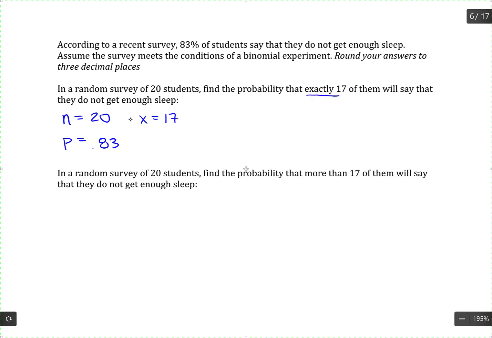So when we see this wording of exactly a certain number of items out of our sample, we will solve using Binompdf. The inputs to Binompdf are n, p, and x. So n is 20, p is 0.83, and x is 17.